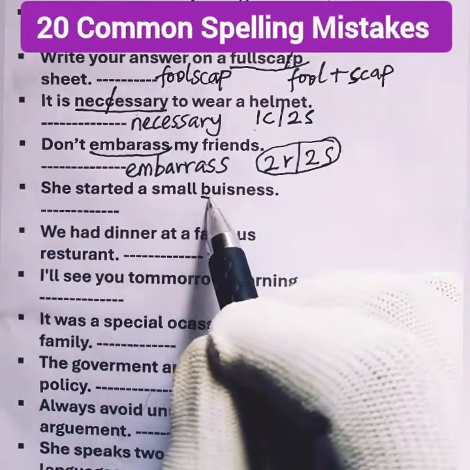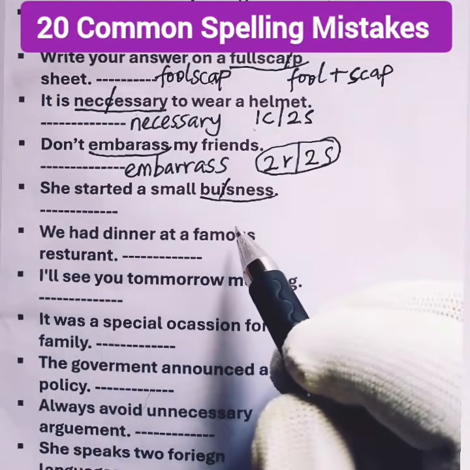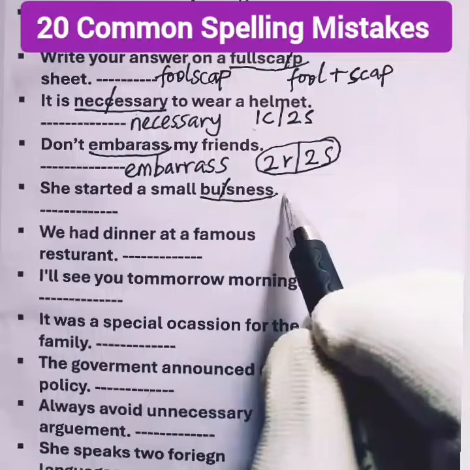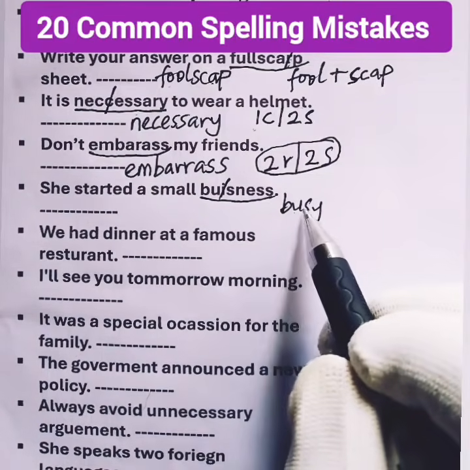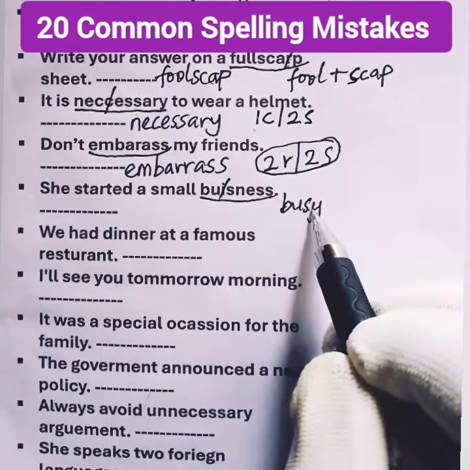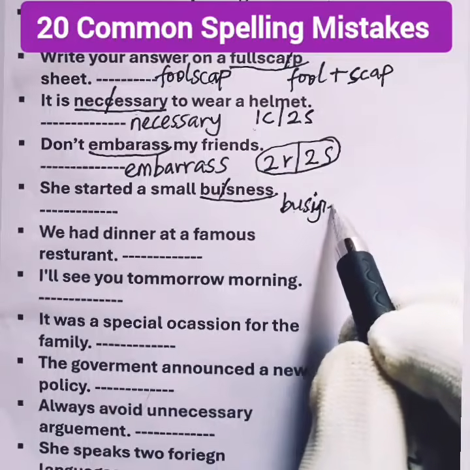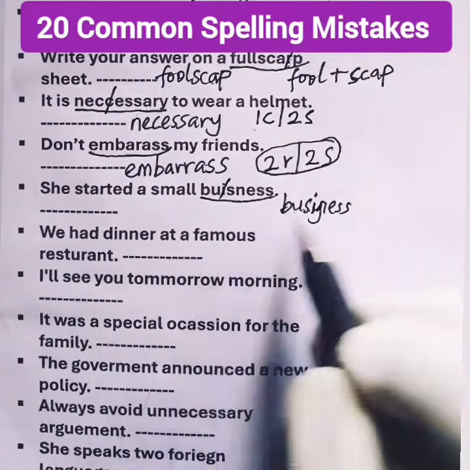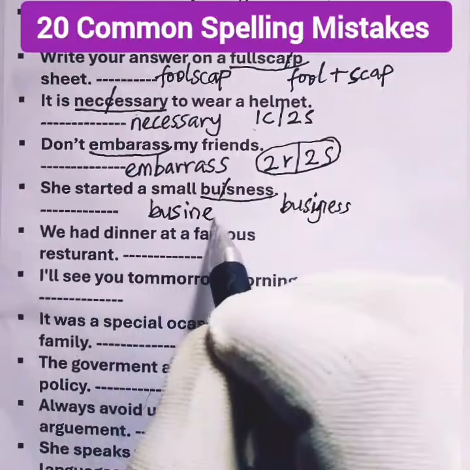Next, she started a small business. This is absolutely wrong. I shouldn't be here. Think of the word busy. So when spelling business, immediately after the BU, what follows is S and I. This Y changes to I, then ness. So the correct spelling is business.